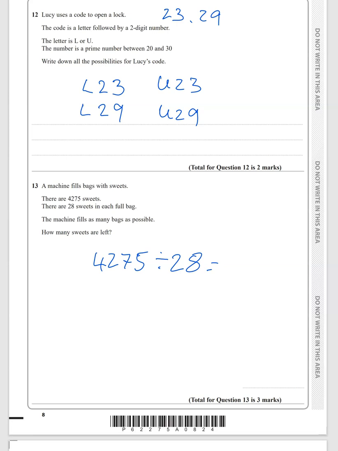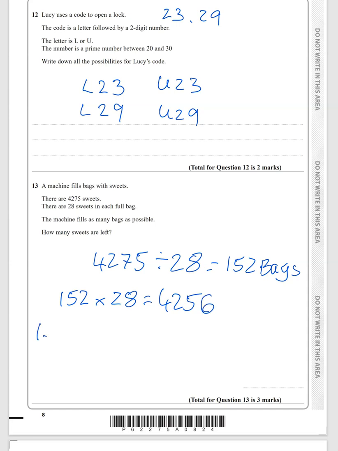It can fill 152 bags and then a bit left, 0.678. So 152 bags. Okay, so if we do 152 times 28, notice I am doing 152, I'm not worrying about the remainder. So 152 times 28, 4,256 of our sweets have gone.